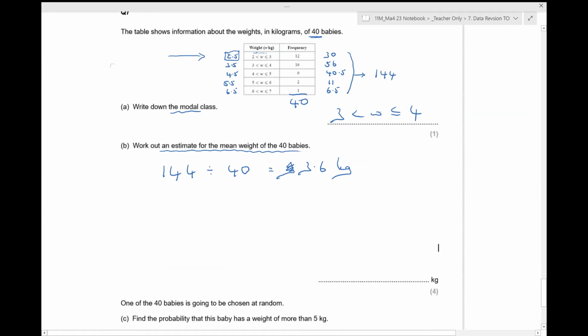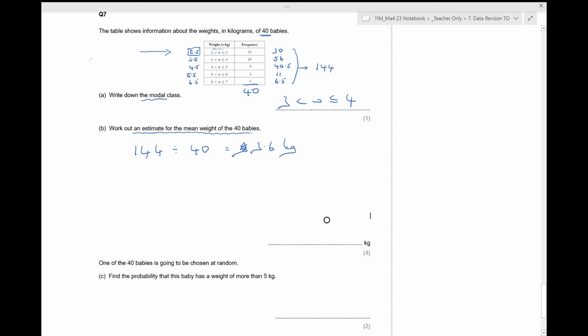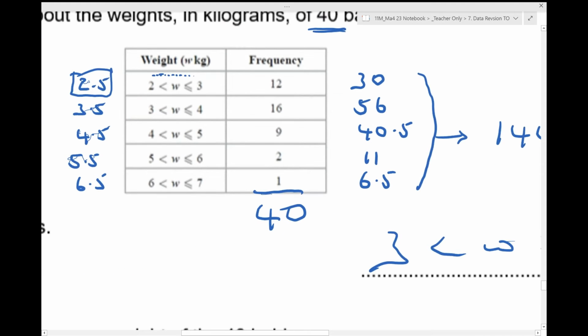Right, part C. Look at this. Finally a question which asks me more than just midpoints. One of the 40 babies is going to be chosen at random. Find the probability that this baby has a weight of more than 5 kilograms. Let's look at the table. How many babies have a weight of more than 5? These ones. 3 babies have a weight of more than 5.